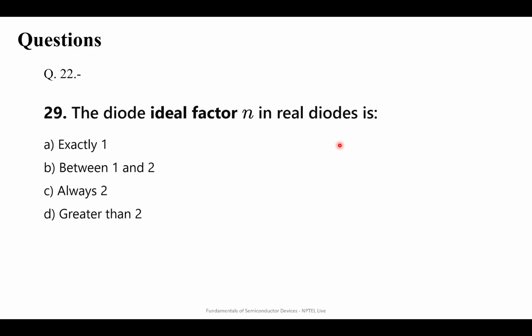So the correct answer for this would be between 1 and 2. In an ideal diode, the ideality factor is 1. But if we are talking about real life diodes, the ideality factor changes, and it generally falls between 1 and 2.